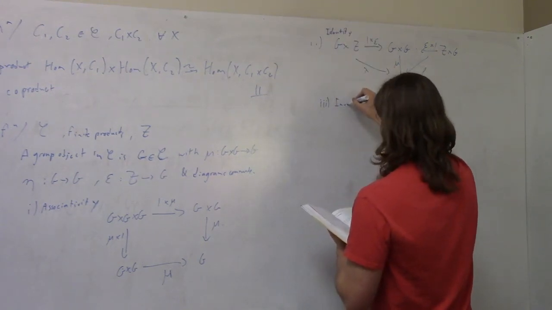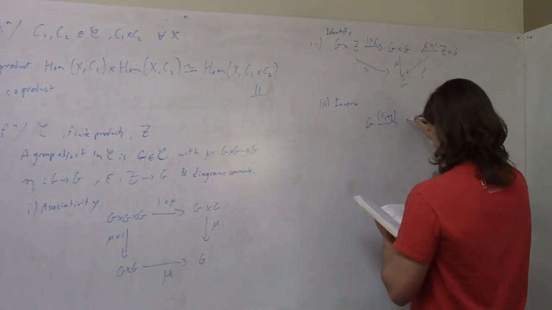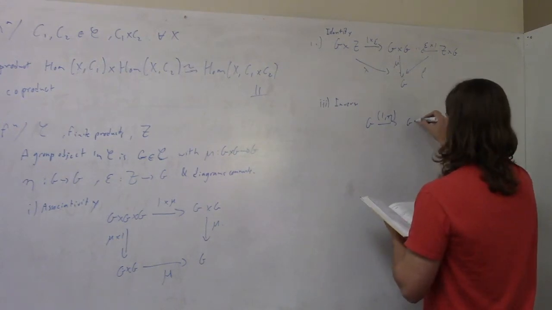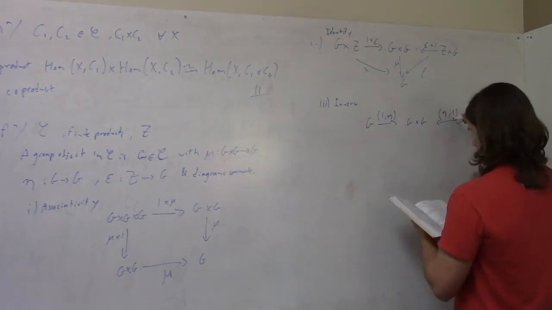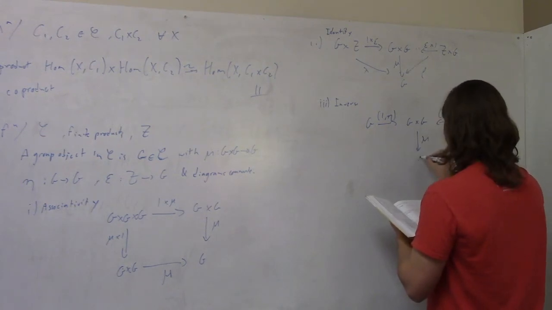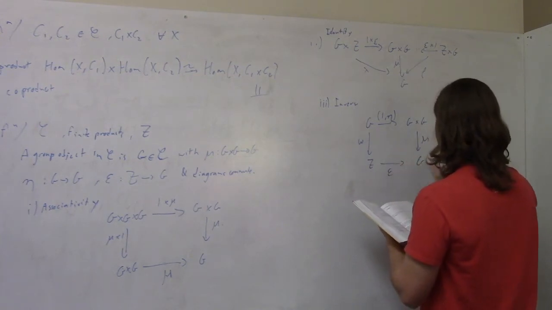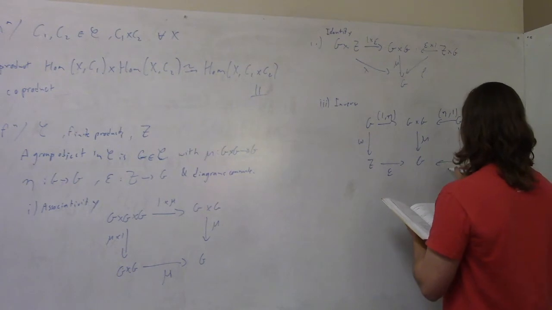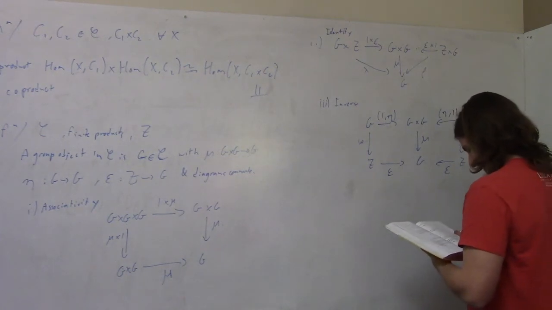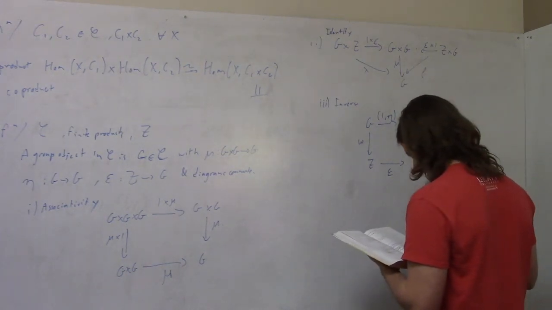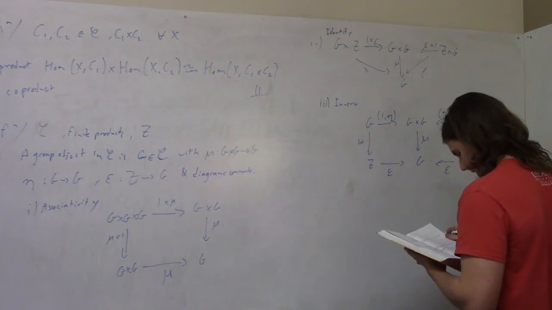And we have inverses. We have G, and then if we take 1 cross eta, we just get everything there, where omega is the unique morphism to the terminal object. And so, yeah, it gives you an identity.